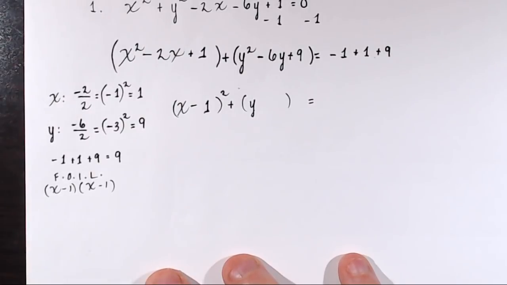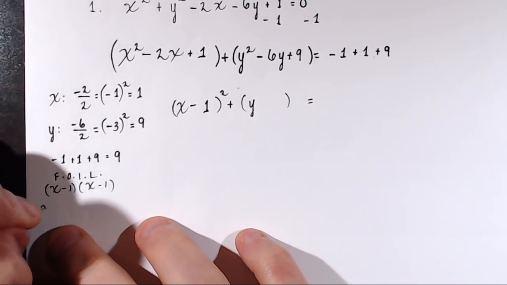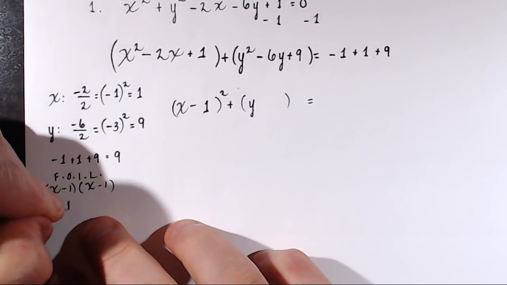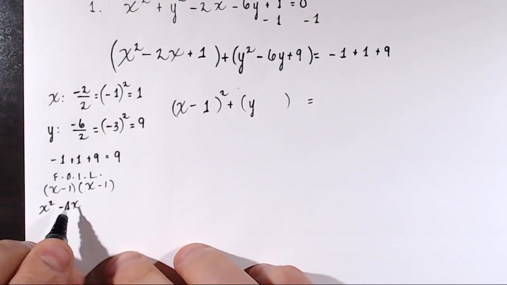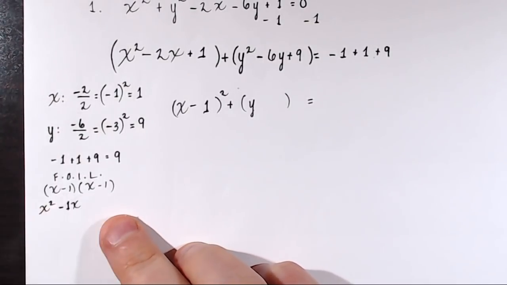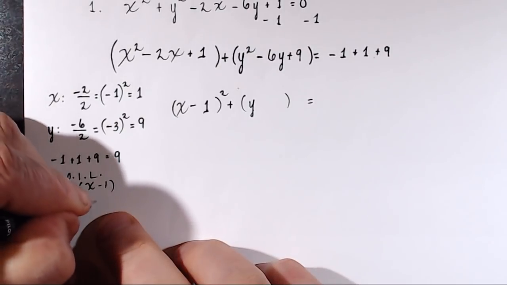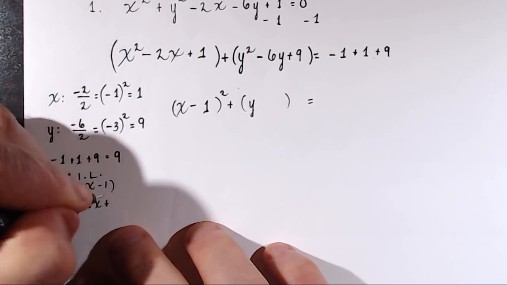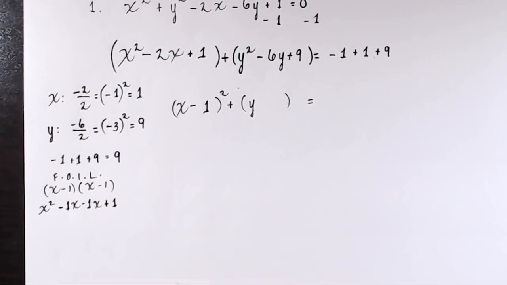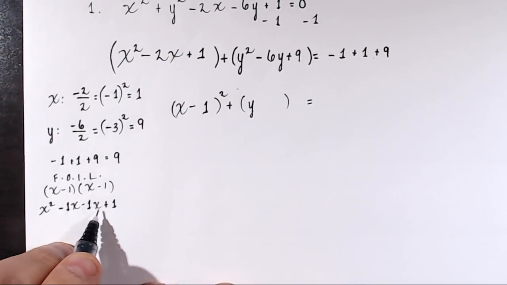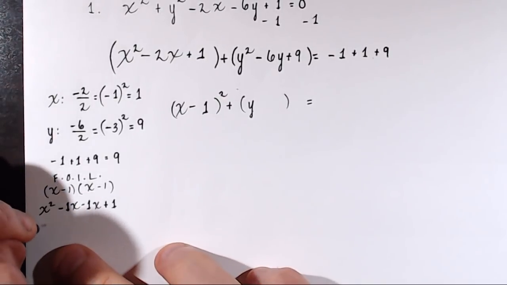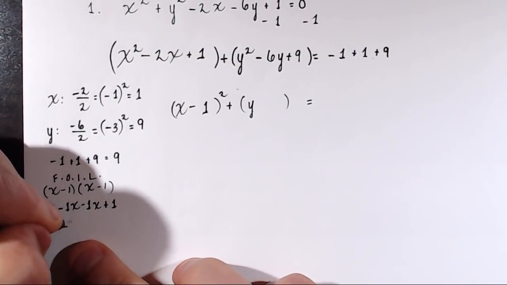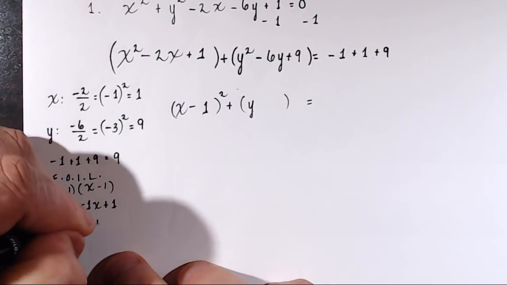So x times x, first term, is x squared. Outer, x times negative 1, negative 1x. Inner, negative 1 times x, negative 1x. Last, negative 1 times negative 1, positive 1, and that's it. And now what we do is simplify by combining like terms. I have x squared, and then negative 1x minus 1x gives me minus 2x plus 1.